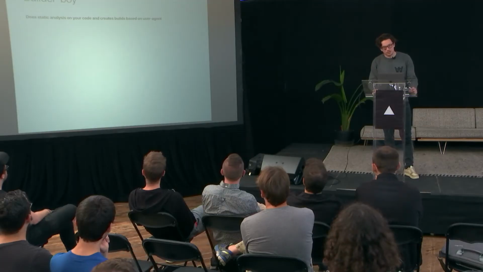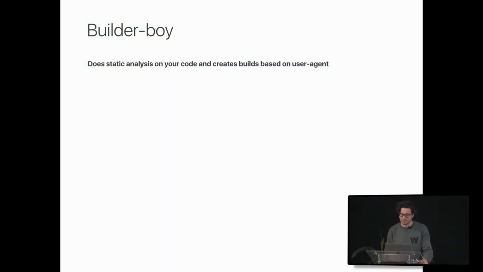All right. Another thing that we are developing, and this is still really under active development, so not quite ready yet, but we're using it. It's called BuilderBoy, and it's essentially a build tool that does static analysis on your code and creates builds based on user agent. So yes, user agent, again a controversial move that we made here.